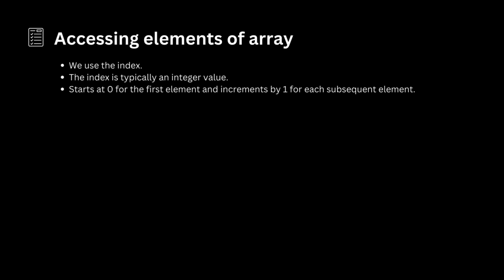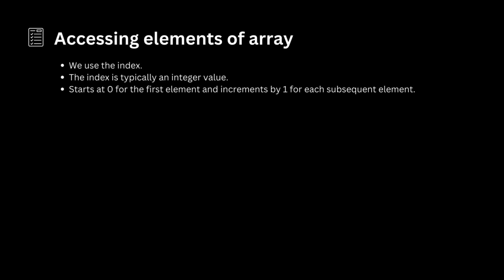Accessing elements from an array. To access an element from an array, we use the index corresponding to the position of the element in the array. The index is typically an integer value that starts at 0 for the first element and increments by 1 for each subsequent element. Let's go through accessing elements from an array in different programming languages with code snippets and breakdowns.